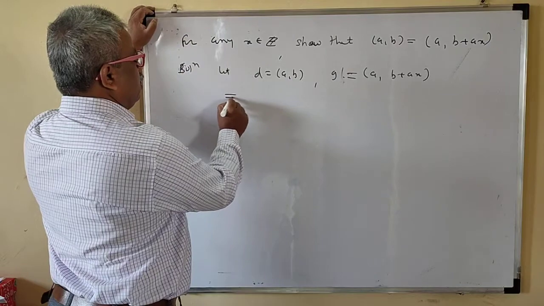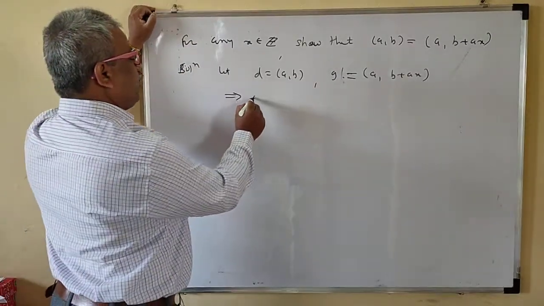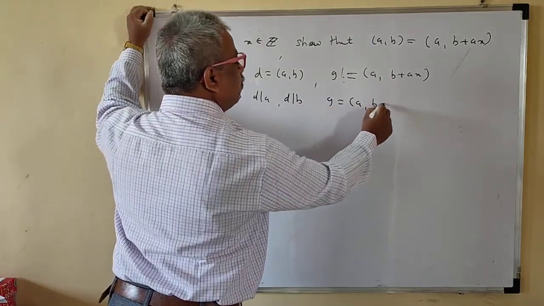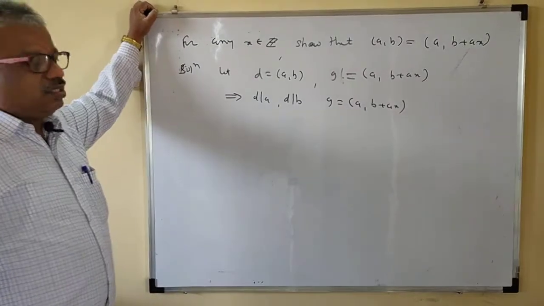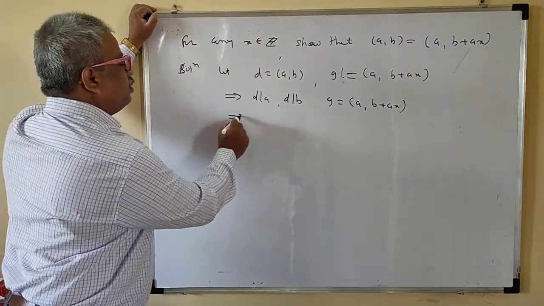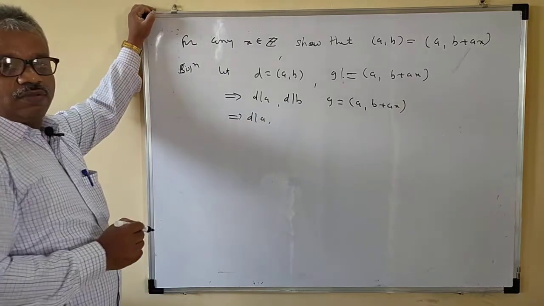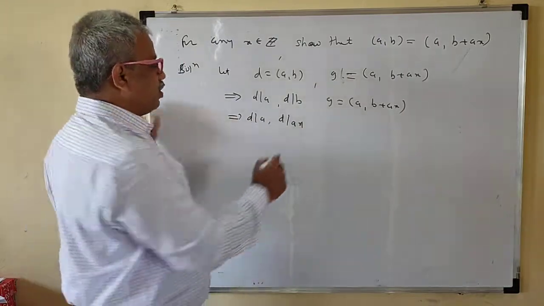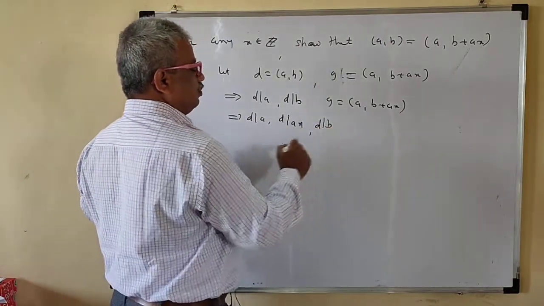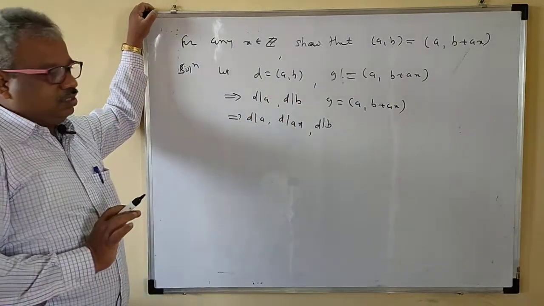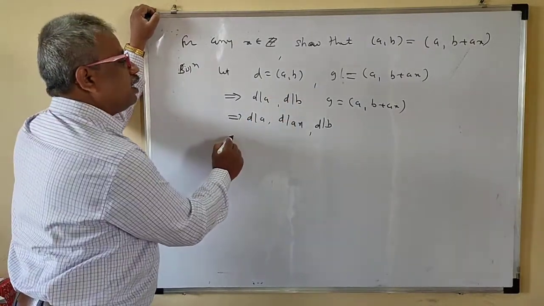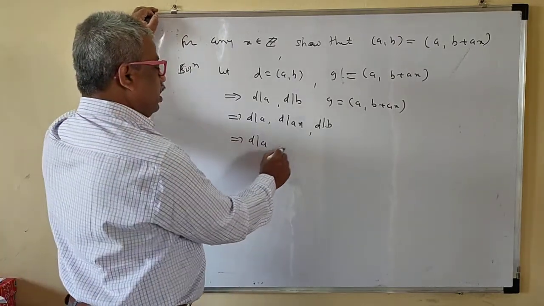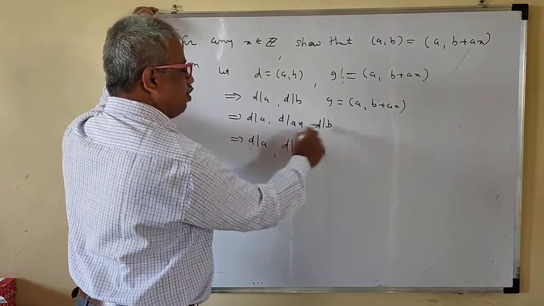Okay. So d divides a, d divides b. And g we'll write as the GCD of a and b plus ax. So what does this imply here? d divides a, so d divides ax also, because d divides a. And d divides b also. So I can write this as d divides a, d divides b plus ax. I can take the sum of this one.